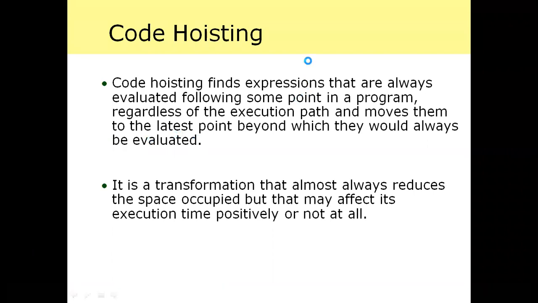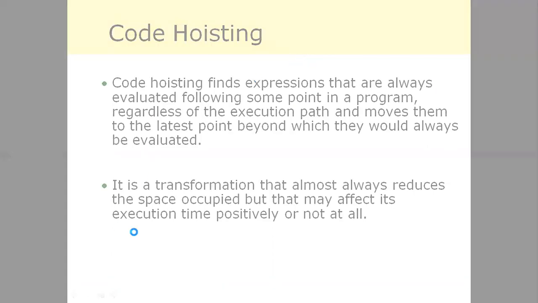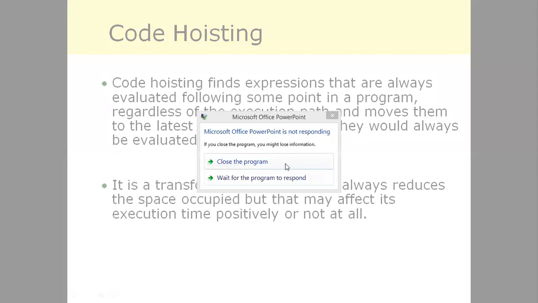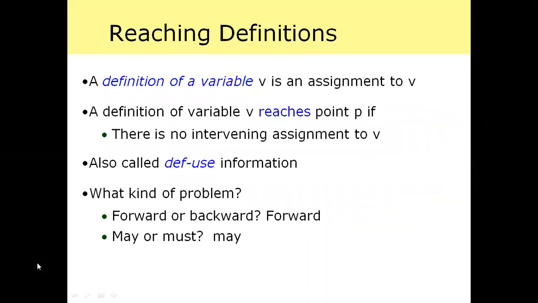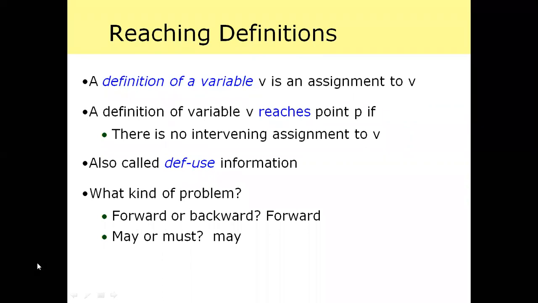And the next property is reaching definitions. Reaching definitions is another property for data flow analysis. This is the most important property here. What is the meaning of reaching definition? A definition D reaches a point P if there is a path from D to P along which D is not killed.